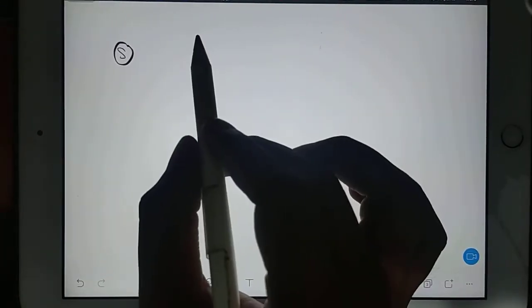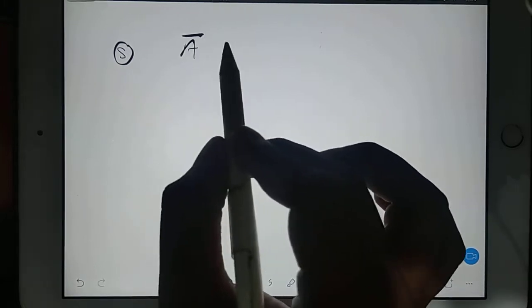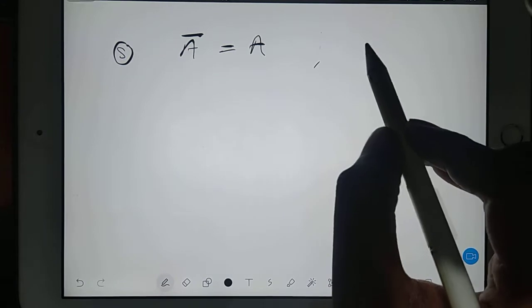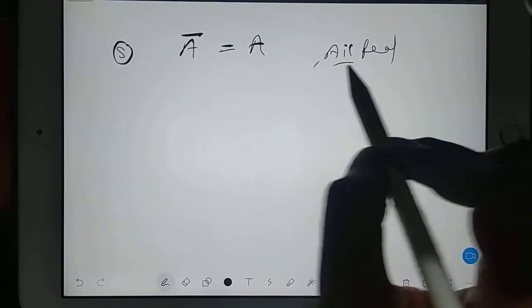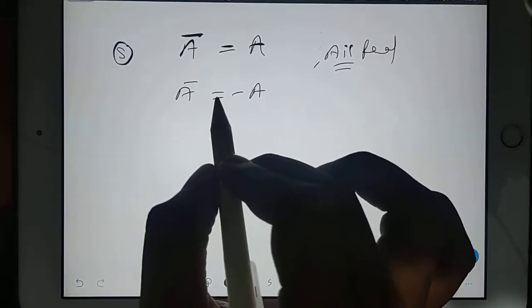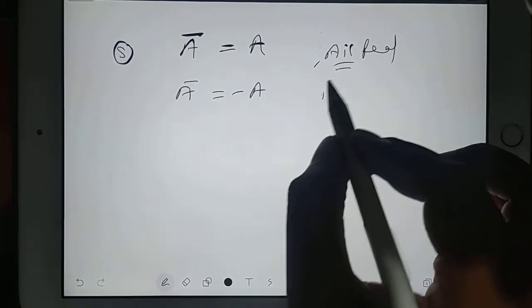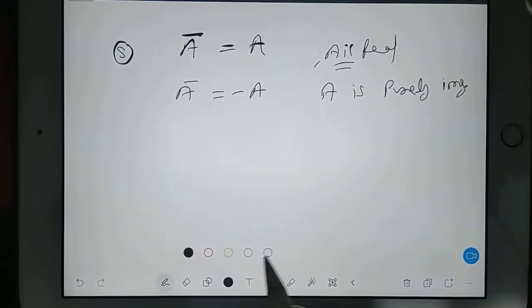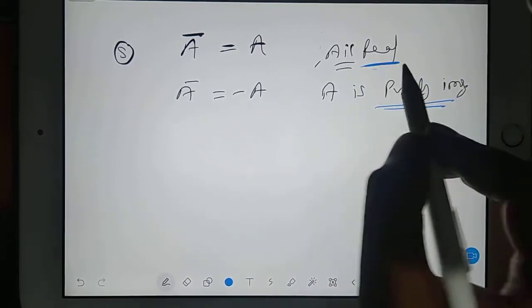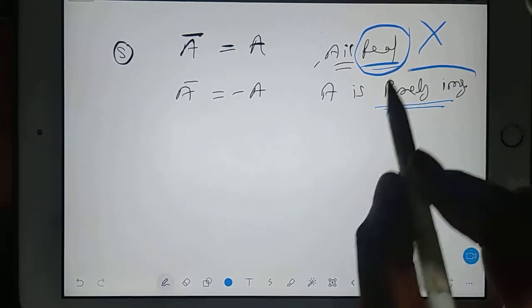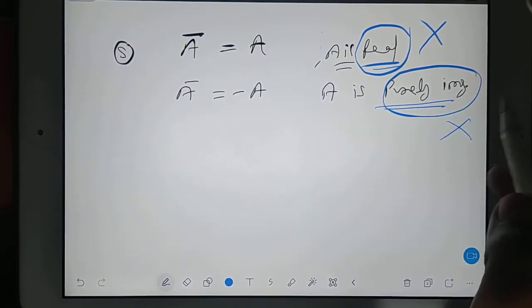Now I'm changing the page. Now go for the fifth property. The fifth property says your A bar will be exactly equal to A if A is a real matrix. But your A bar will come as minus A if A is purely imaginary. What is the meaning of purely imaginary? What is the meaning of real? See, I am writing here real, not complex. I am writing here imaginary, not complex. What does it mean?